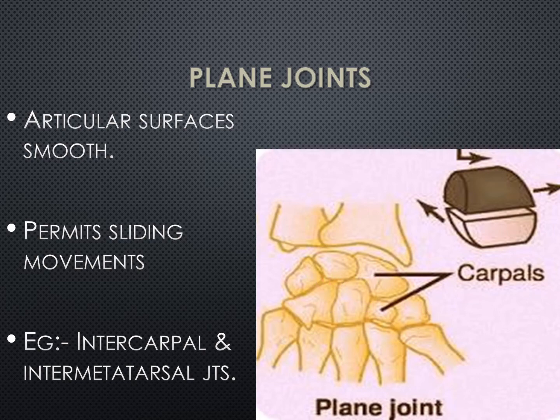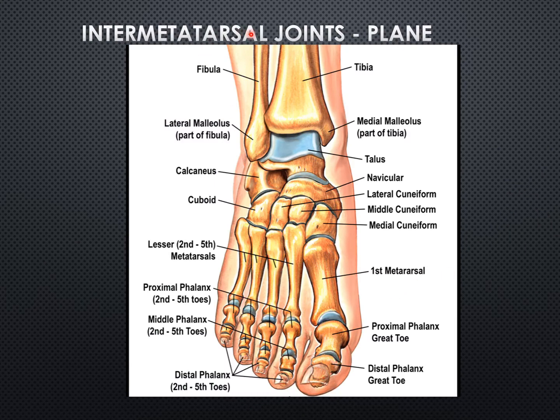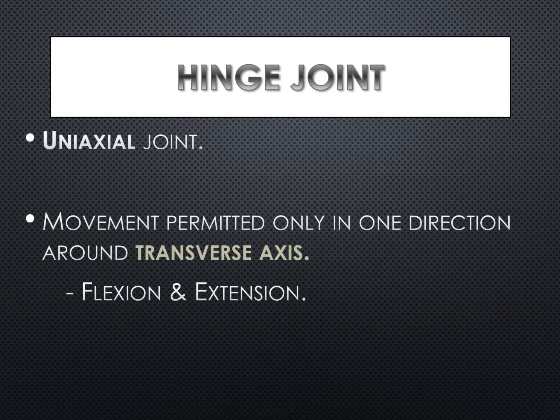Another example is the intermetatarsal joint. Here this is the skeleton of the foot. You can see the bones of the leg. You can see the tarsal bones. These are the tarsal bones, and these are the metatarsal bones. So these are the intermetatarsal joints. They are also a plane type of synovial joint because the articular surfaces are smooth and flat.